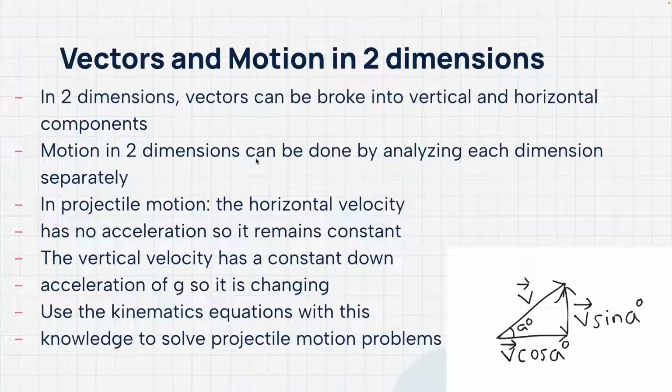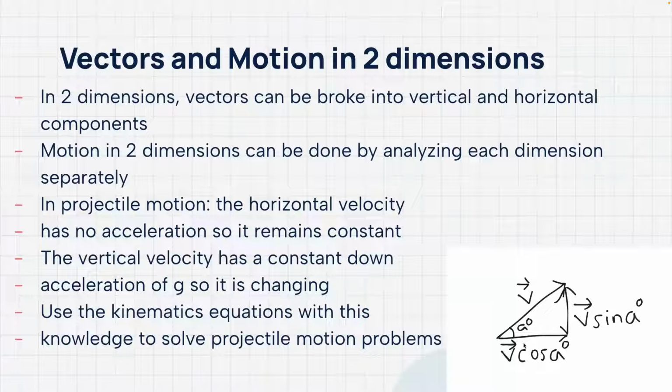So in projectile motion, the horizontal velocity will have no acceleration, so it remains constant. We're assuming no air resistance. So let's say you chuck a ball up and forward. The horizontal velocity will always be the same because there's no acceleration, but the vertical velocity will be influenced by the acceleration due to gravity. And then you use the kinematics equations with this knowledge to solve projectile motion problems. Just treat the y-axis and the x-axis differently.